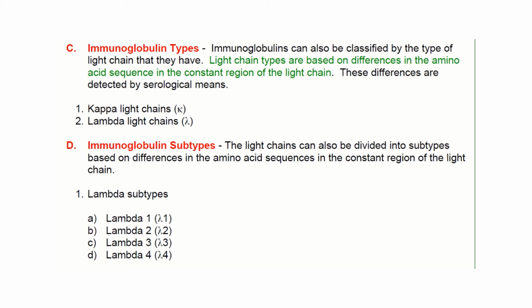Immunoglobulin subtypes. The light chain can also be divided into subtypes based on the differences in the amino acid sequences in the constant region of the light chain. These may include lambda 1, lambda 2, lambda 3, lambda 4.